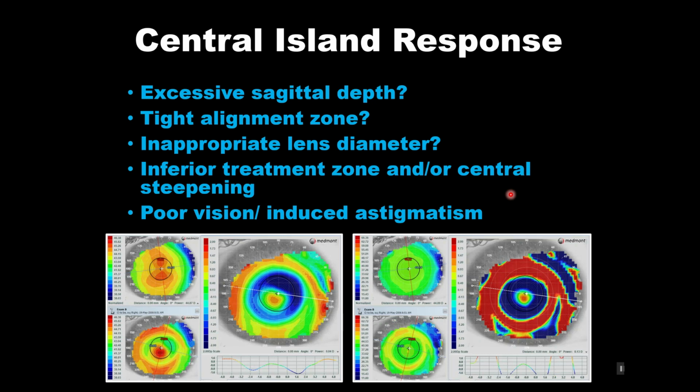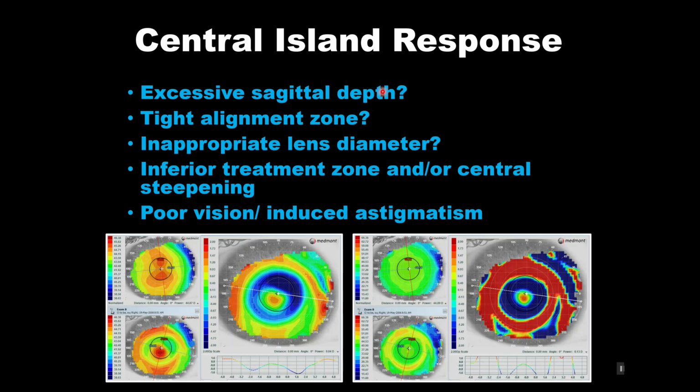So a central island is caused by, or can be caused by, numerous things. It's usually an excessive sagittal depth. In other words, the lens is too far off the cornea. It's creating a suction force in the center. Sometimes it's caused exclusively by a tight alignment zone, but it's usually the combination of both.